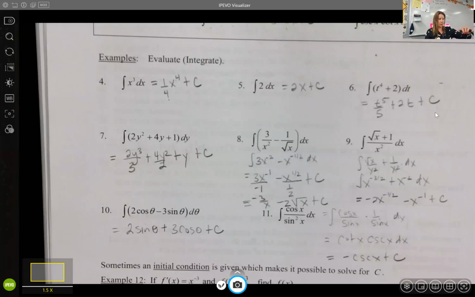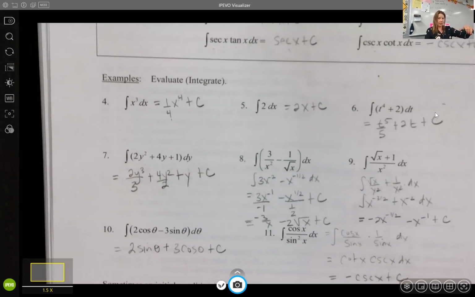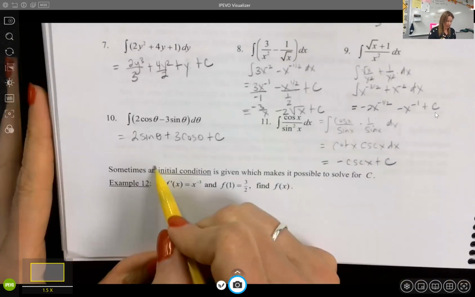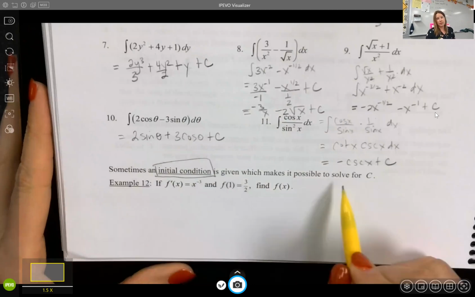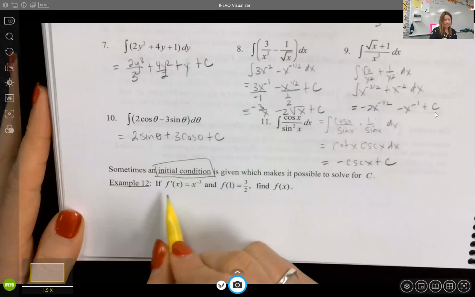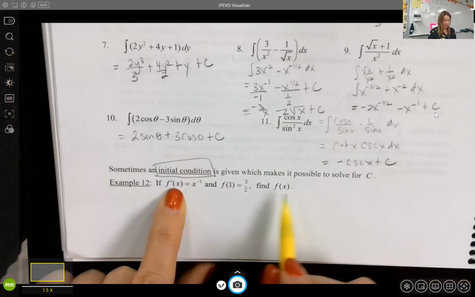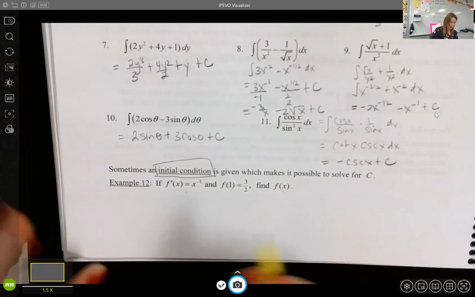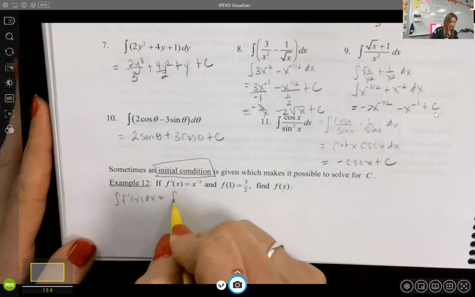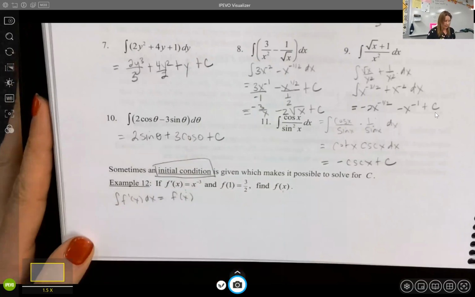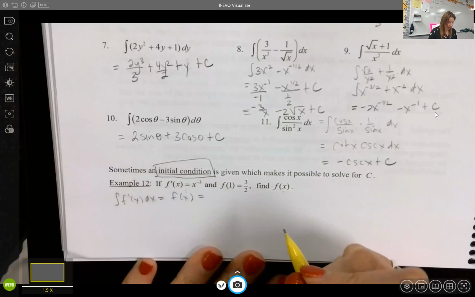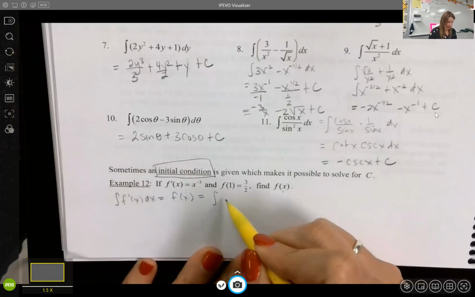All right, let's go forward and figure out what to do with this plus c. Sometimes we get an initial condition, which makes it possible to solve for c. Okay, so if I've got f prime of x, so I know what the derivative is, and I want to find the function, and I take the integral, right, to get the function. So now I'm taking the integral of x to the negative 3.